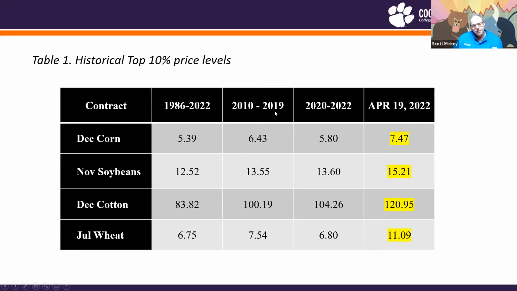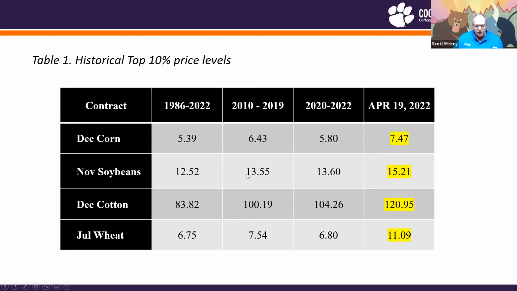If you compare the top 10 price from 2010 to 2019, it was $6.43. Today, we're $1 higher than that. If you look at the top 10 price from 2020 to 2022, we're at $5.80. We're nearly $1.50 higher than that today.